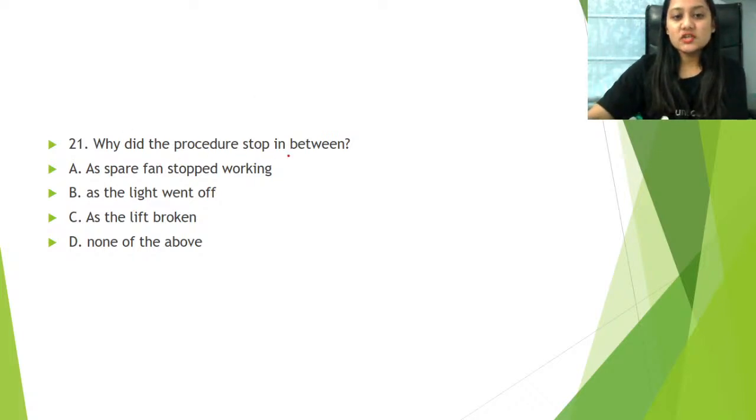Why did the procedure stop in between? Like, what was the reason for this sudden interruption? A spare fan stopped working, the light went off, the lift broke, or none of the above. I told you this point pretty clearly. I know this. I just mentioned it a little while ago. Very good, Sujal.